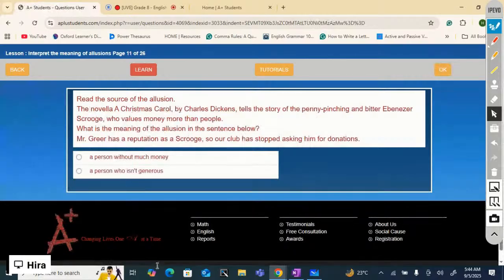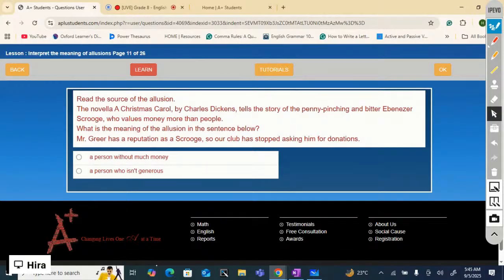The novella A Christmas Carol by Charles Dickens tells the story of the penny-pinching and bitter Ebenezer Scrooge, who values money more than people. So, what is the meaning of the allusion? Mr. Greer has a reputation as a Scrooge, as our club has stopped asking him for donations: a person without much money, or a person who isn't generous.